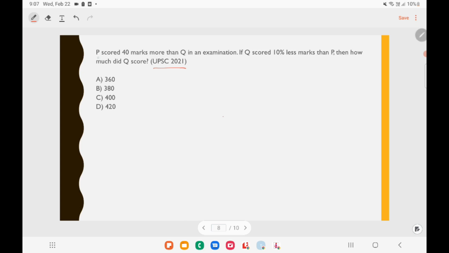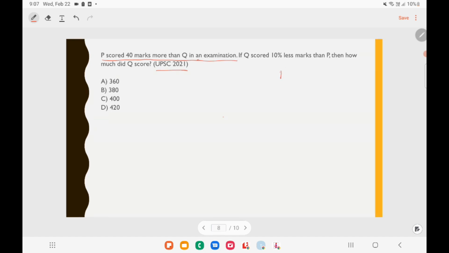So P scored 40 marks more than Q in an examination. That means the mark of P is 40 more than Q. So P is equal to Q plus 40. If Q scored 10% less mark than P. So we know that P scored P marks. So we took P marks and Q scored 10% less than P.